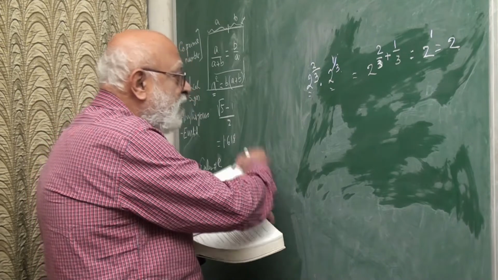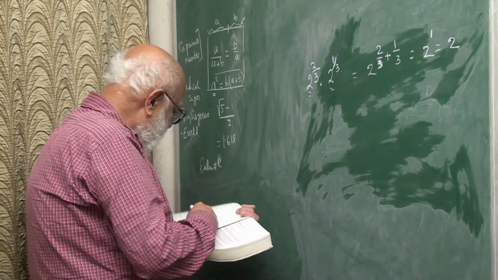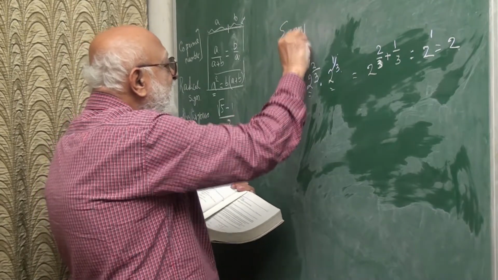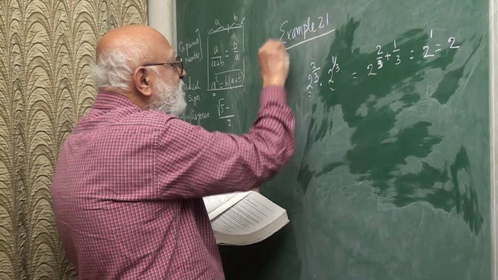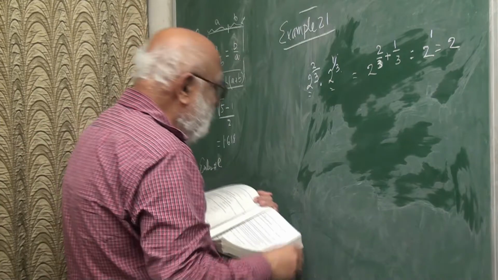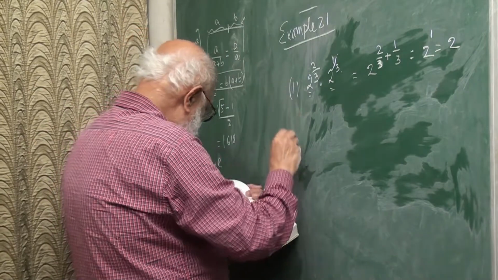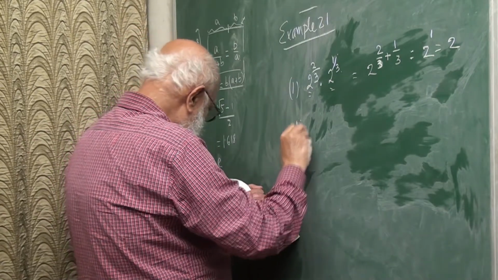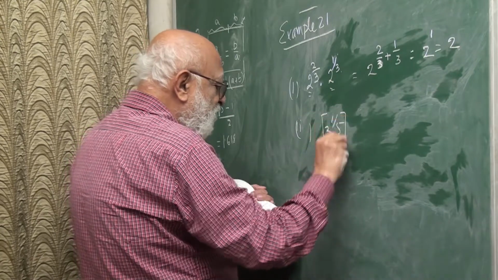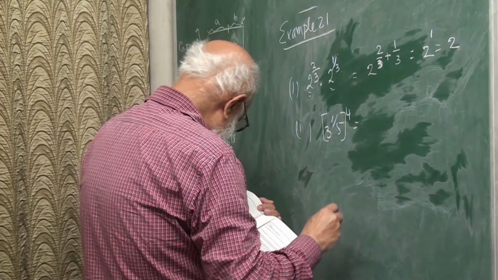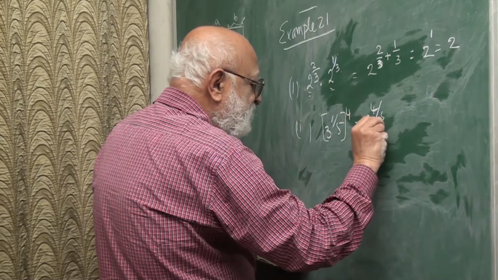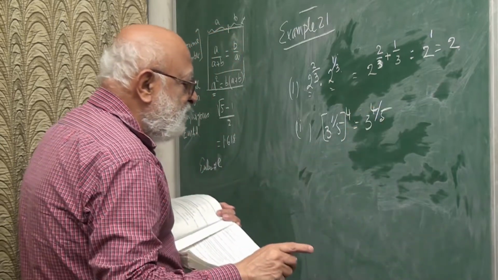Now this is a little bit confusing here in the book, so don't get lost. This is example 21. That has come previously. The same thing is being repeated here. So this is number 1. Now number 2, I will do 3 to the power 1/5 to the power 4. So multiply by 4. So that would be 3 to the power 4 by 5. Simple. Nothing to it.